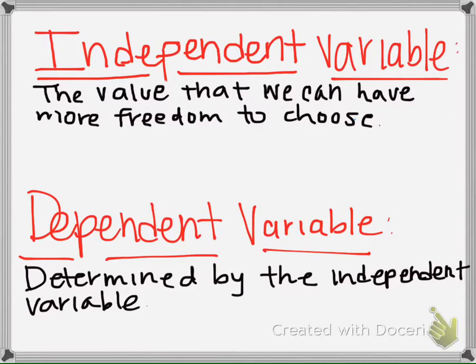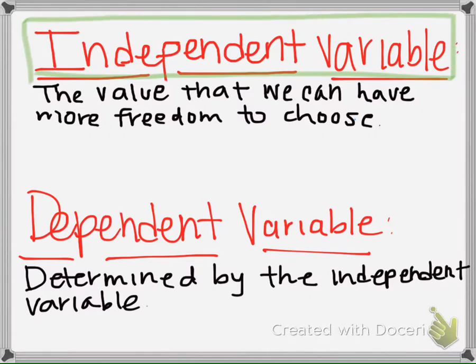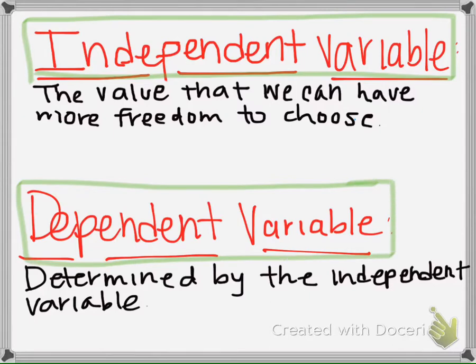This video will help you identify independent variables and dependent variables. So first of all, let's recap what an independent variable is. An independent variable is the variable that we have more freedom to choose or control, whereas the dependent variable is determined by the independent variable.